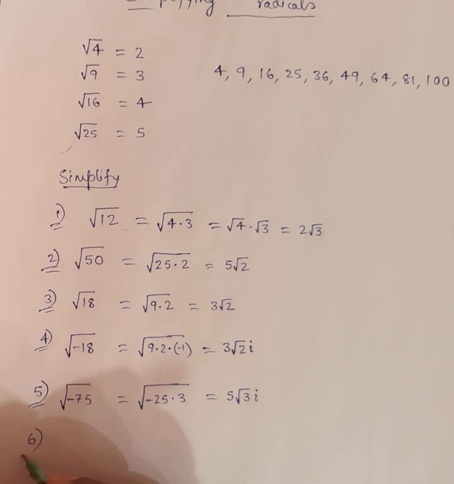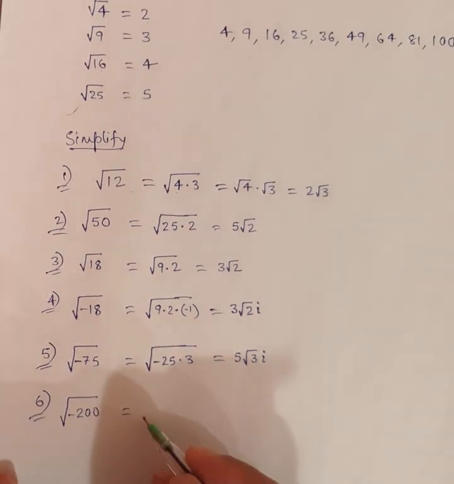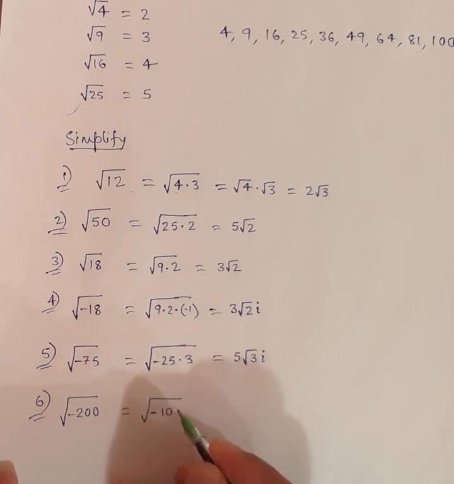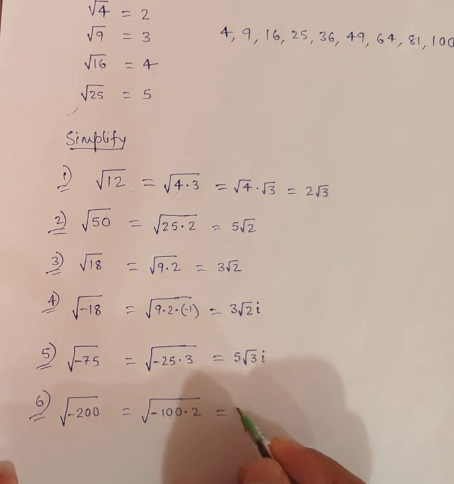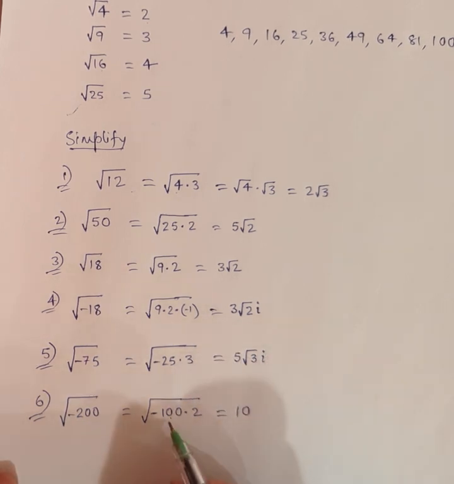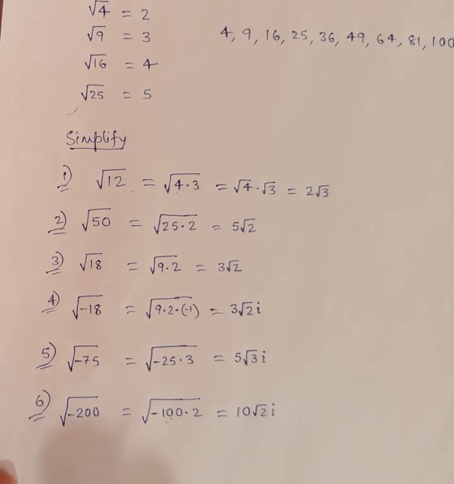So let's try one more. What about the square root of negative 200 this time? How do you want to break 200? Well, 200 is 100 times 2. Remember, you want to keep one good factor, one perfect square. So this is going to be 10 because the square root of 100 is 10. And then you have root 2 and an i. i because you have a negative sign.